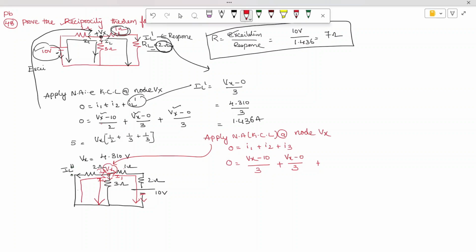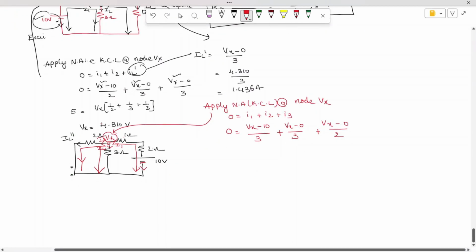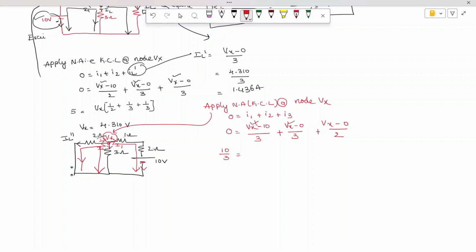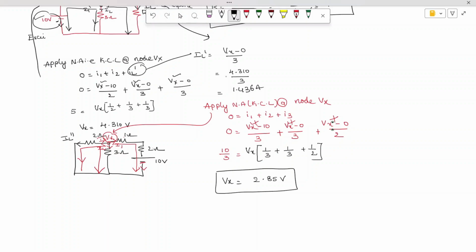I3, how to write down this branch current? So this is Vx minus 0 divided by 2. So when you do it, this is minus 10 by 3. Here you are going to get plus 10 by 3 and take Vx as a common term. Okay. So when you take this Vx as a common term, then we are going to get it as 1 by 3 plus 1 by 3 plus 1 by 2. So just use your calculator, then we will be getting the value of Vx. Okay. So the value of Vx, you are going to get it as 2.85 volts. Okay. So this is the value of Vx.